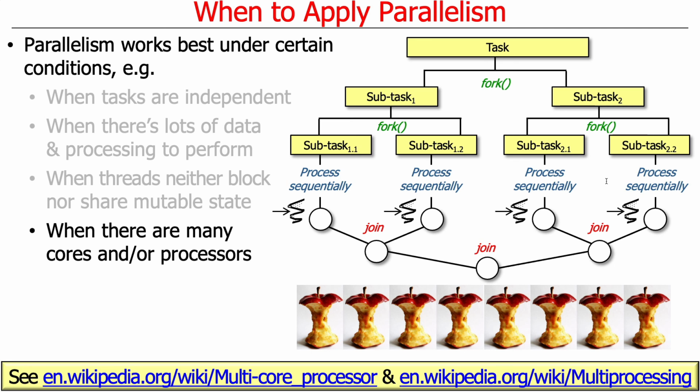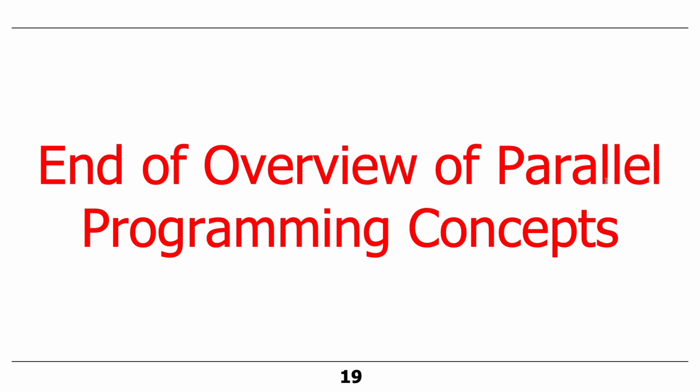And the good news is that's the way the world's going at this point. My laptop here has 8 hyper-threaded cores, so it's got 16 virtual cores, and it's very, very powerful. That's becoming more and more common. So that's the end of our overview of parallel programming concepts.